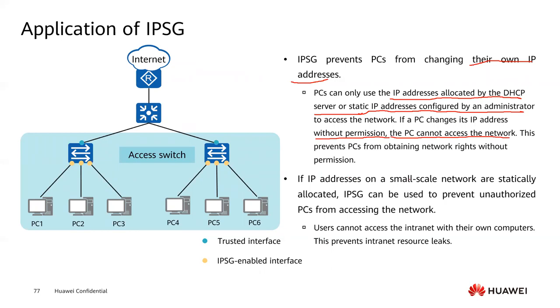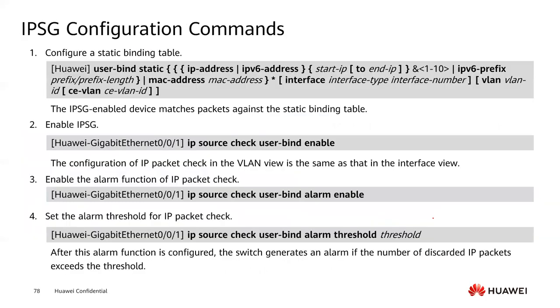If IP addresses on a small scale network are statically allocated, IPSG can be used to prevent unauthorized PCs from accessing networks. Users cannot access the internet with their own computers. This prevents internet resource leakage.